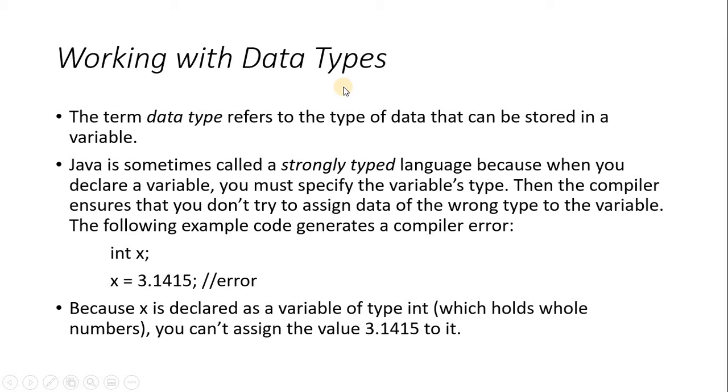Working with the data types: we have to assign the value for any particular variable based on its data type. For example, we declare the integer x, and we try to initialize the x value as 3.1415, which has a decimal point. What will happen? The compiler will generate an error. We can assign only an integer value, not a floating point value, so the compiler identifies the error here. So when working with data types, we have to refer to the declared type, and based on that only we can assign the value.